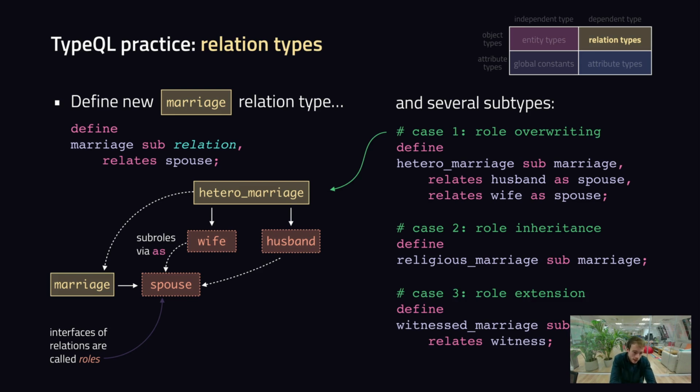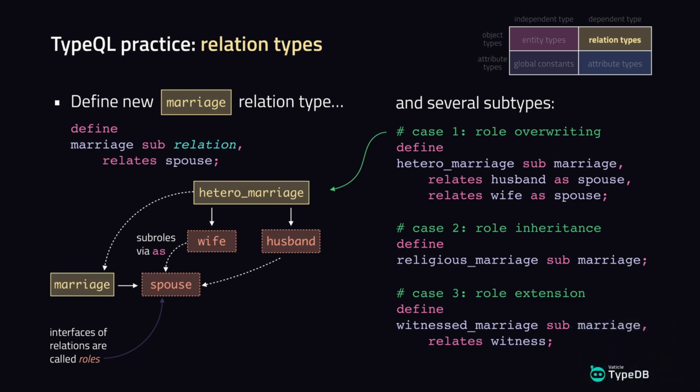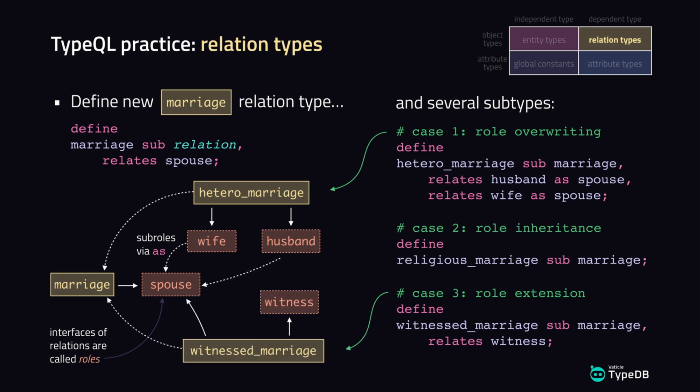Somewhat more interesting is case 3 of role extension. So let's consider a subtype of marriage called witness marriage, a submarriage, which actually introduces a new role. It relates the role of witness, and it makes no mention of that role overwriting spouse. And what that means, so that's the third case here, like in case 2, it inherits the spouse role. So there's a direct dependency arrow from our new type of witness marriage on spouse. But there's also a new dependency on the role of witnesses. And you can see that witness here is disconnected from the rest of the hierarchy. It's not subtyping spouse, for instance.